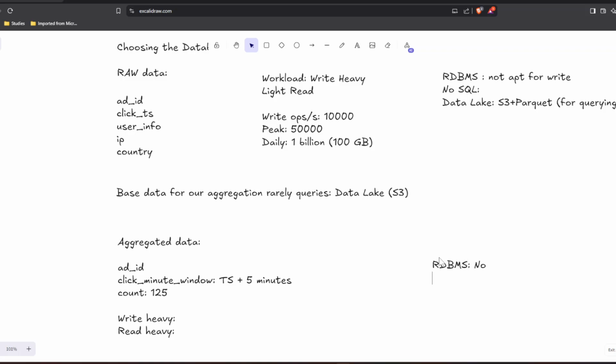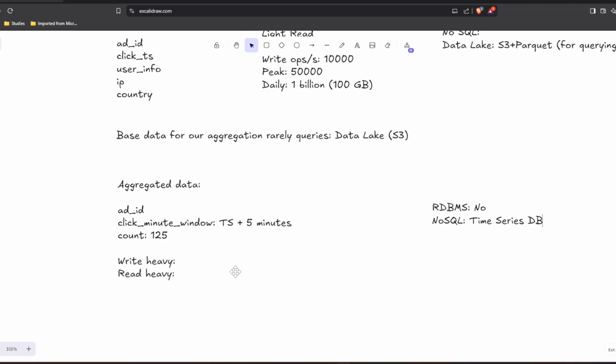And when we are talking about NoSQL, the time series databases are perfect here because they give us time-based aggregation, which is exactly what we need. So Cassandra or TimescaleDB, something like that we can use. So that is something we can very easily use in terms of our NoSQL.